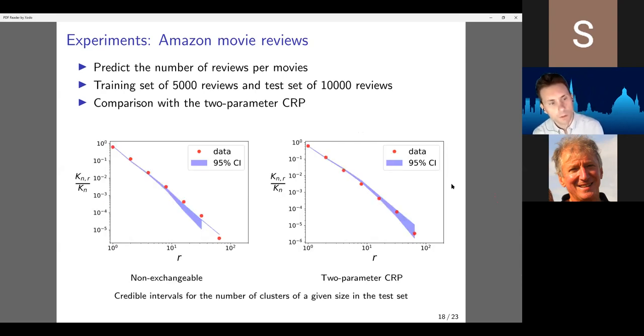You can also look at the fit in terms of the proportion of clusters of a given size. Here we simulate from the predictive, and the red dots correspond to the proportion of clusters of a given size in the test data set, and in blue the 95% credible intervals, on the left from the non-exchangeable model, on the right from the two-parameter Chinese restaurant process. What we see here is that both models, for the properties, the value of the parameter sigma estimated, are roughly the same in both cases, and they both capture relatively well this distribution of the degree. Maybe slightly better for the two-parameter Chinese restaurant process.